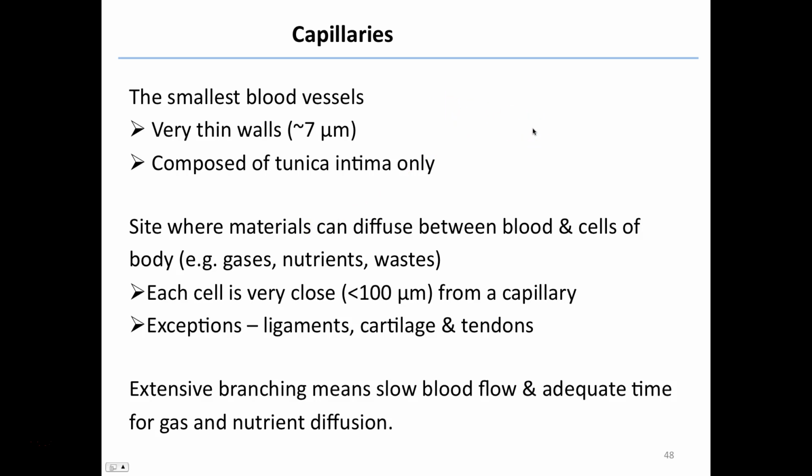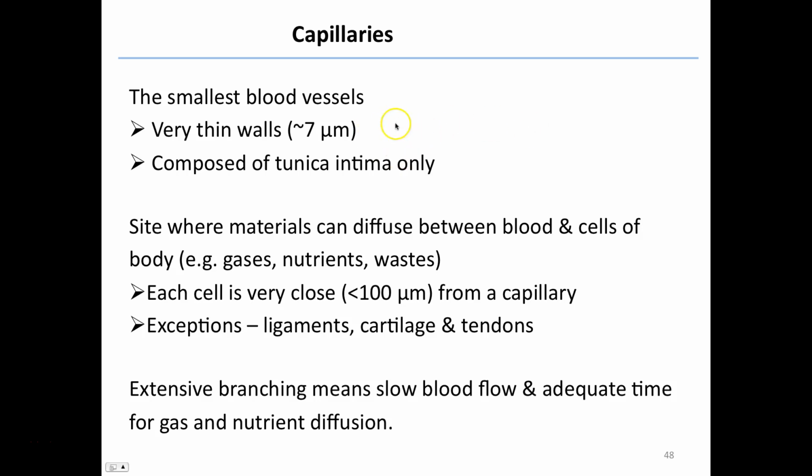So now we're going to talk about the second type of vessel in the body, and these are the capillaries. They are the smallest blood vessels, and they have very thin walls. They're only about 7 microns thin, and they're composed of tunica intima only. They do not contain any other tunics. Remember, the arteries and veins have all 3 tunics, but capillaries are only composed of the tunica intima.